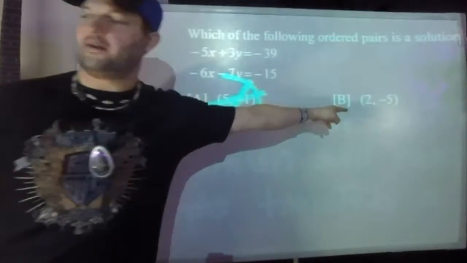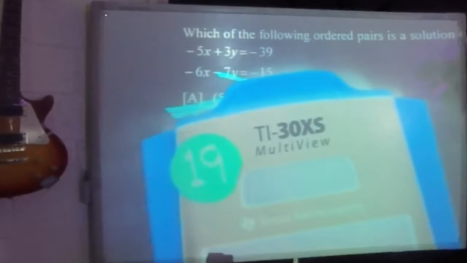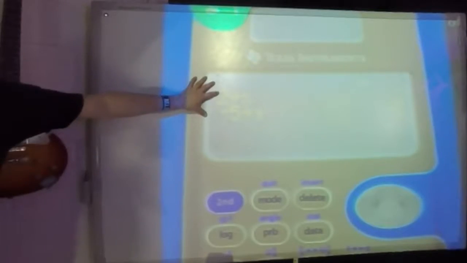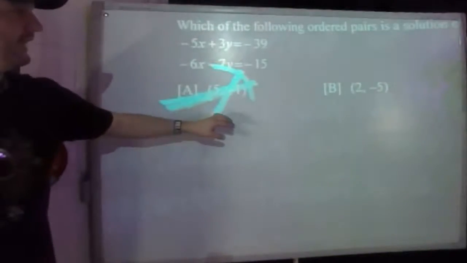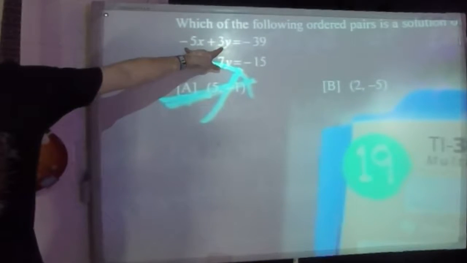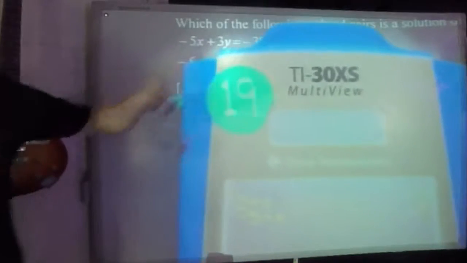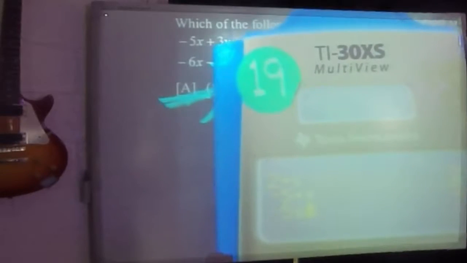So 2 stores x, and negative 5 stores y. Yeah, 2 stores x, negative 5 stores y. All I got to do is put the left side in, and when I do, what do I want it to be? Negative 39. If it's anything but, move on to the next problem. It ain't right. So cross that out and move on.